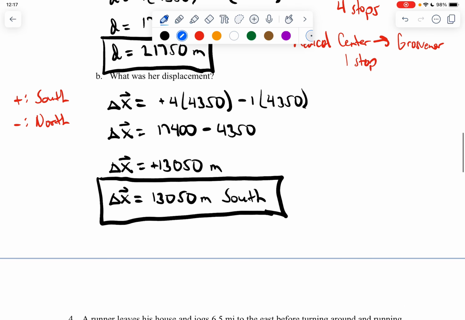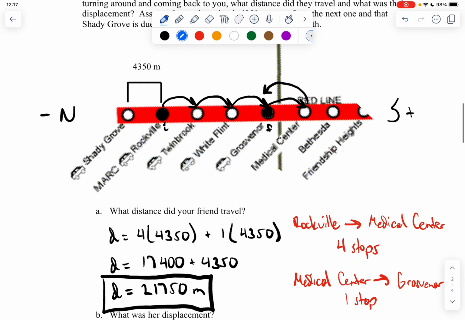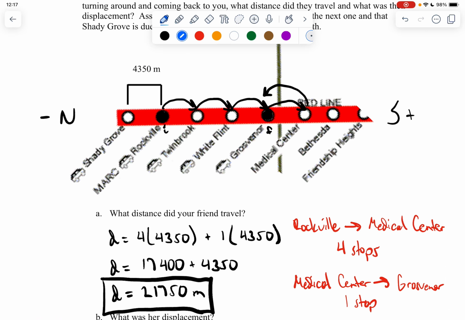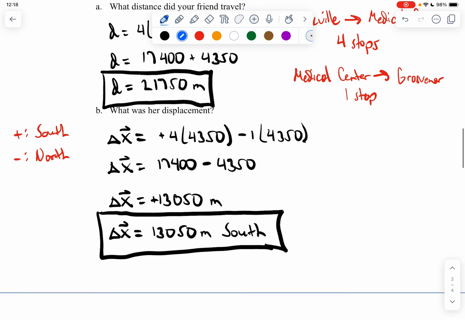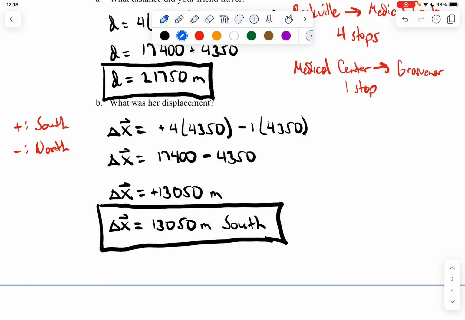The second possible way we could do this is we could just say, when we're finding displacement, the only thing that matters is where do we begin and where do we end. So if we begin at Rockville and we end at Grosvenor, in essence, our total net trip is we go from Rockville to Twinbrook, so 1 stop, Twinbrook to White Flint, 1 stop, White Flint to Grosvenor, 1 stop. So we've gotten 3 stops in total start to finish. If we multiply 3 by our 4,350 number, that's going to get us to our 13,050 meters as well. So either way, setting this problem up works for us.